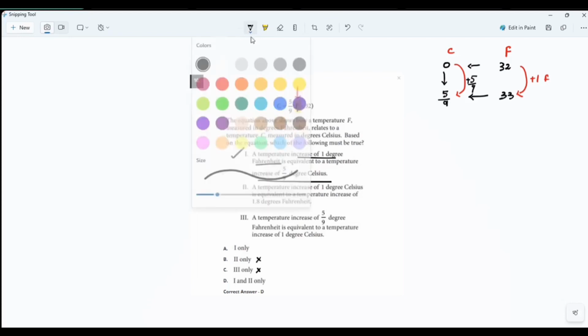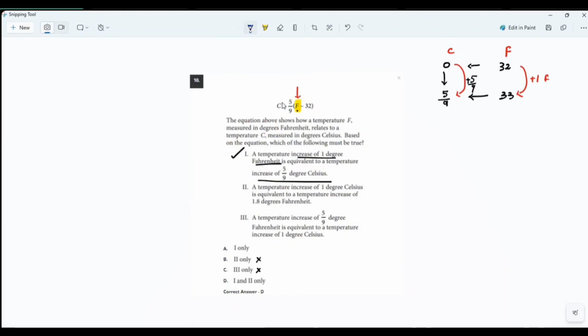Now let's see. A temperature increase of 1 degree Celsius. So this guy is trying to alter C now, right? Whatever variable you are trying to alter, make sure you have an equation solved in terms of that. So I'm going to solve for F because he's trying to change C, correct? Write your equation for F in terms of C. That way you can change C and figure out its impact on F.